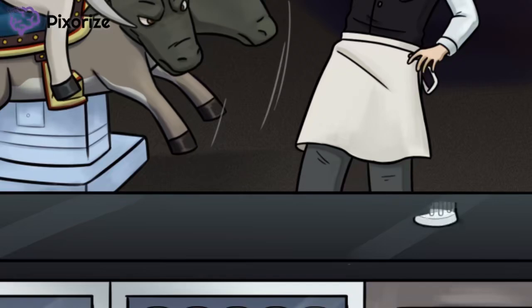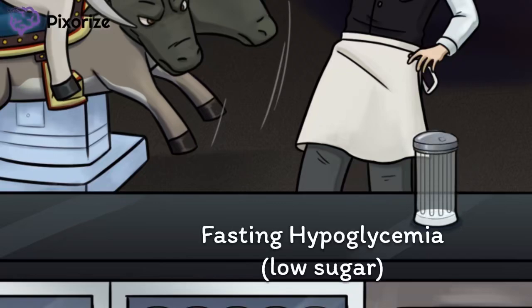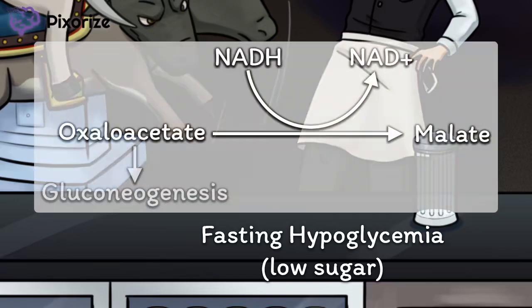Next, take a look at this empty sugar canister on the counter. The waitstaff has been too busy spilling satay everywhere and forgot to refill the sugar. This low sugar here reminds me of fasting hypoglycemia. To understand why this happens, recall that a high NADH to NAD+ ratio favors the production of malate from oxaloacetate. Since oxaloacetate is used for gluconeogenesis, this shift towards malate blocks gluconeogenesis. So, whenever patients are fasting, they can't use gluconeogenesis to make sugar. Just remember the low sugar here for fasting hypoglycemia.